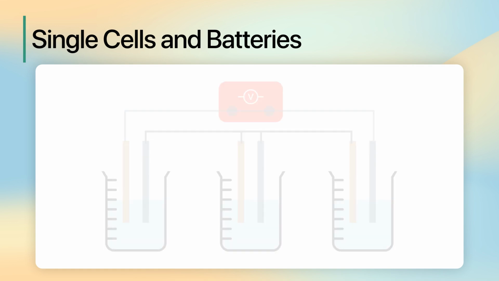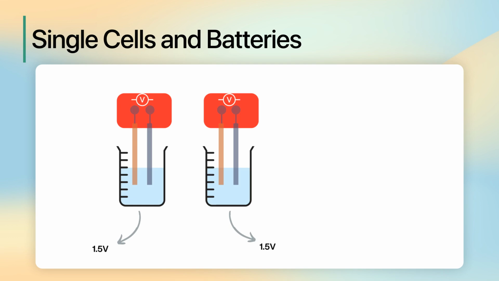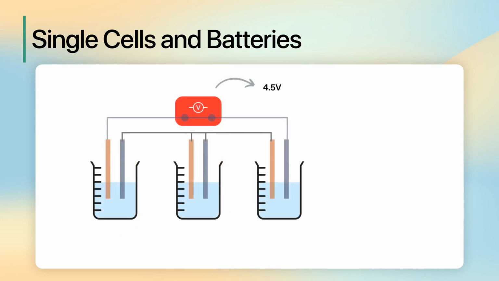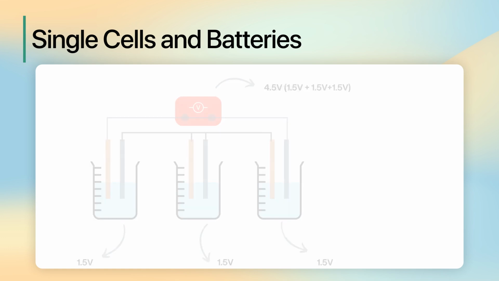For example, consider two cells which each produce 1.5 volts of electricity. When we connect these two cells in series, we get a total voltage of 3 volts, which is simply the sum of 1.5 volts and 1.5 volts. If we add a third cell, we get a total voltage of 4.5 volts, as we add 1.5 3 times. We call such an arrangement a battery.